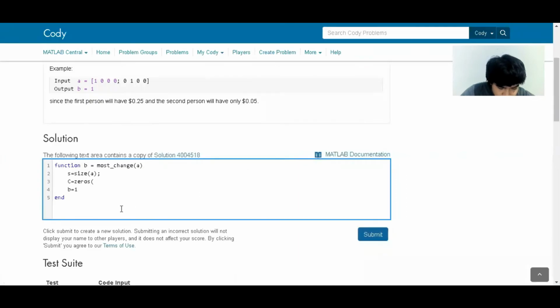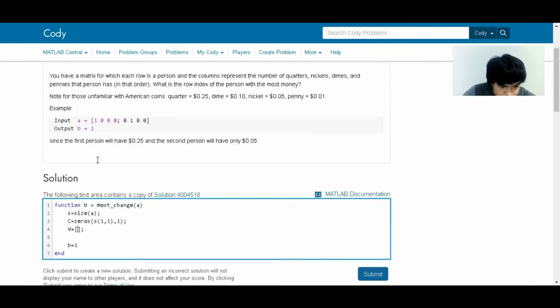That's why it needs to have this number of rows and also one column. So that's the way we are defining this. And now I guess we have to make an iterative process, but also we need to create a matrix that represents the value of each coin.